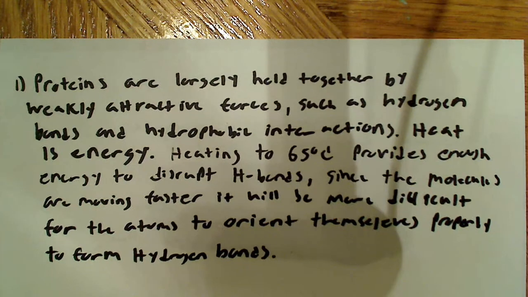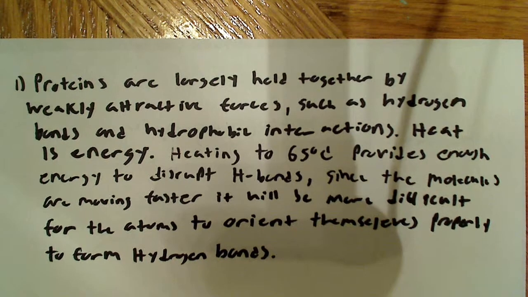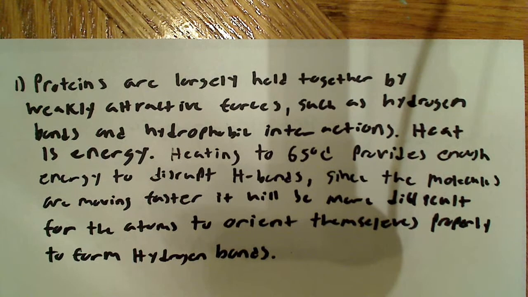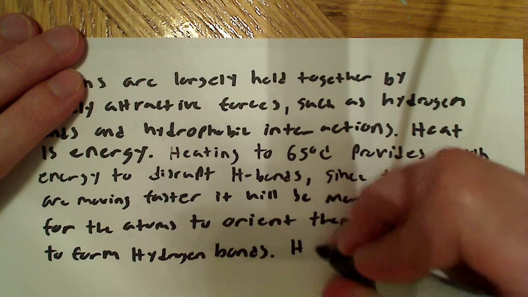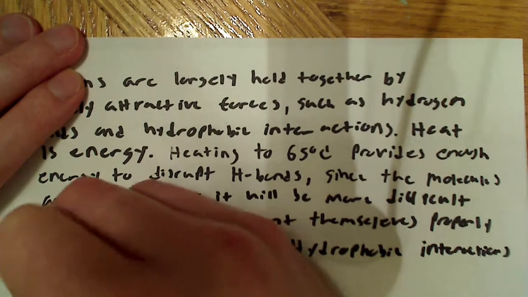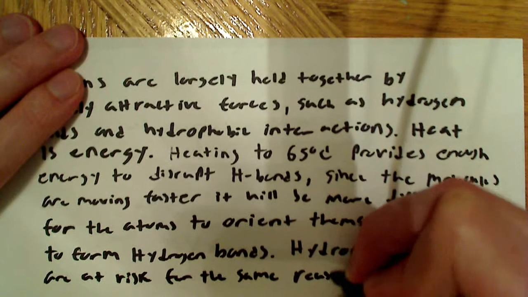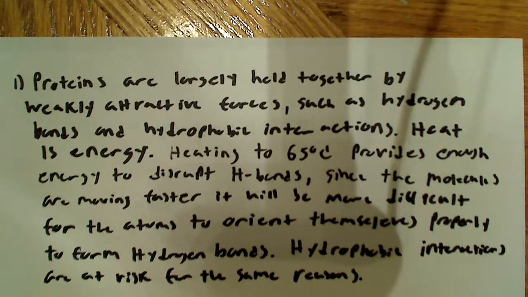Let's read it back and see how it sounds. Proteins are largely held together by weakly attractive forces such as hydrogen bonds and hydrophobic interactions. Heat is energy. Heating to 65 degrees C provides enough energy to disrupt hydrogen bonds. Since the molecules are moving faster, it will be more difficult for the atoms to orient themselves properly to form hydrogen bonds. Because there's more motion, it's more difficult to form a hydrogen bond. And hydrophobic interactions are at risk for the exact same reasons.